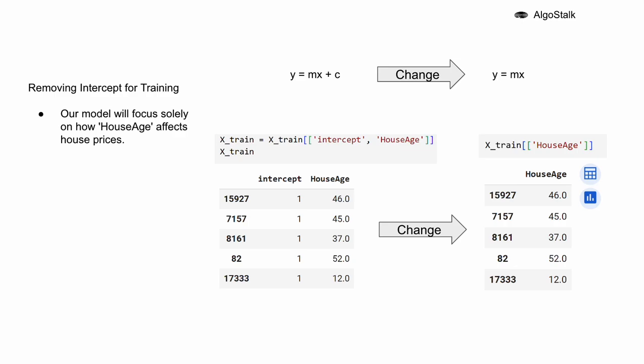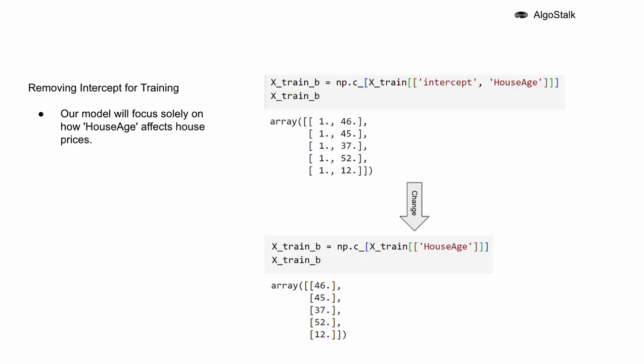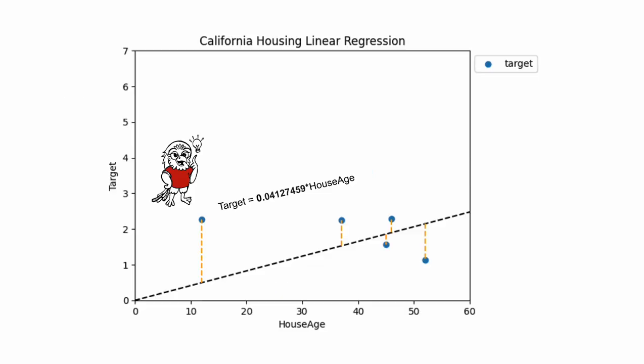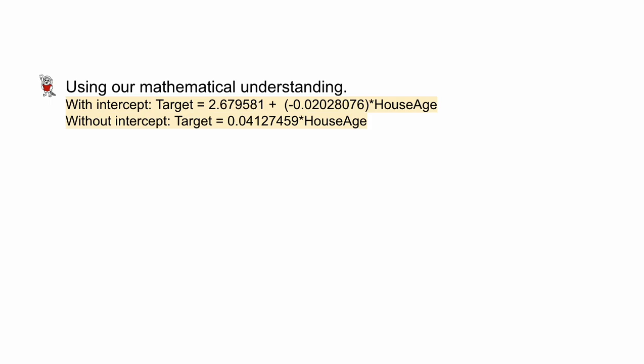When we remove the intercept for training, our model focuses only on how house age affects house prices. This means the model will look at the direct relationship between house age and price without any constant offset. And the best fitted line would look like this. Target equals 0.041 multiplied by house age.